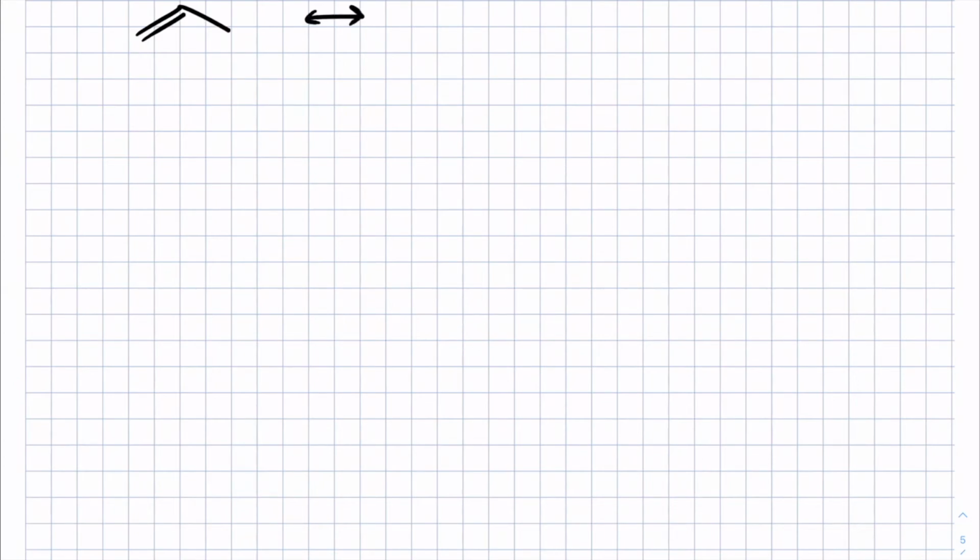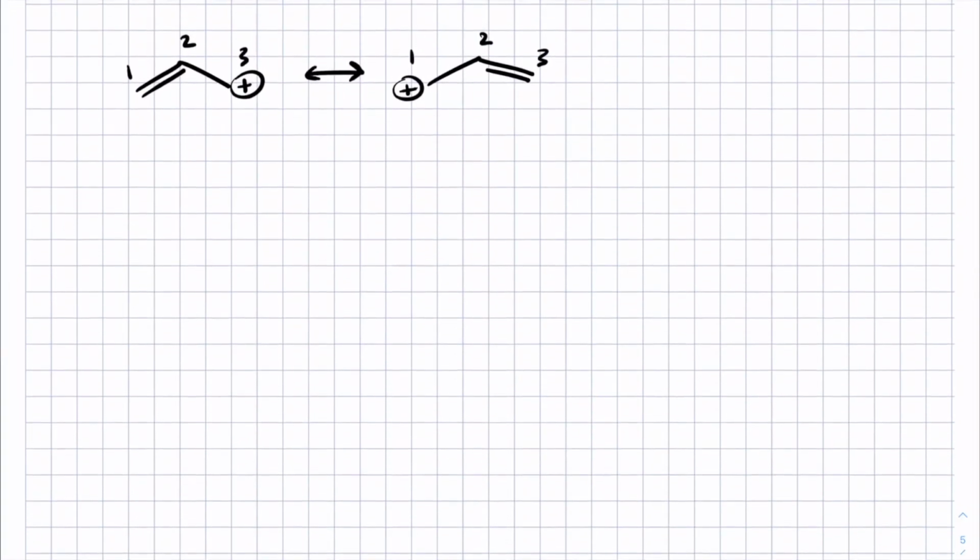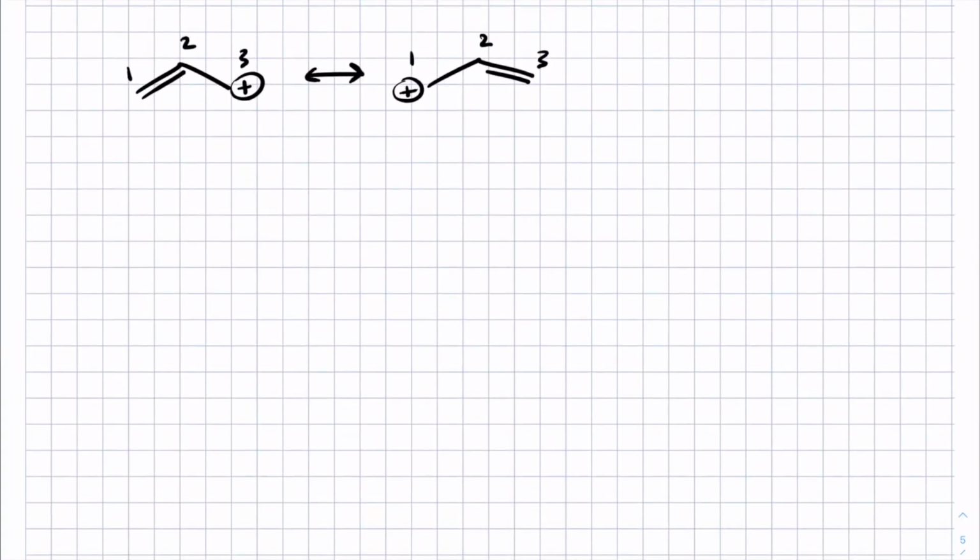Of course, if we do allyl cation, you should be familiar with the fact that resonance tells you that the positive charge is on carbons 1 and 3, but never on carbon 2. One of the ways we can derive the orbitals for allyl, which has made more sense to me than anything I've ever done before with this system, is to start by combining, mixing the two p orbitals on C1 and C3.